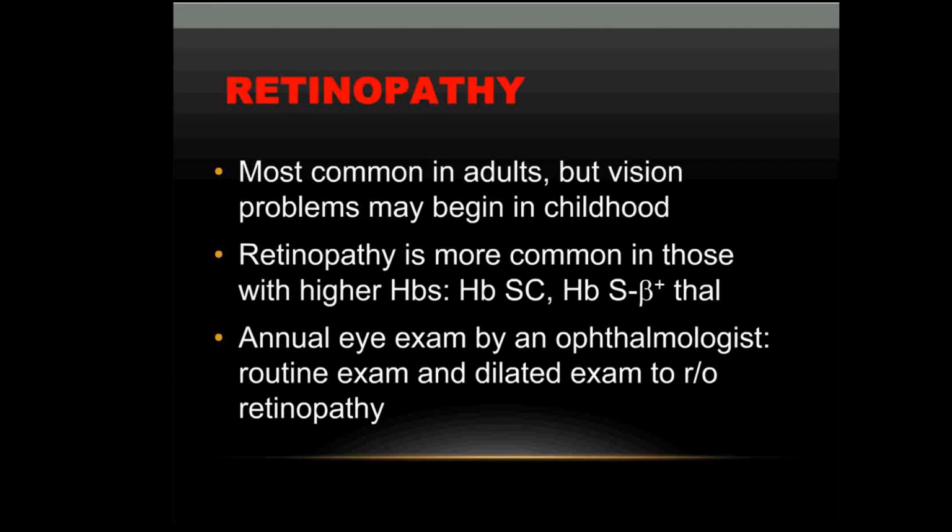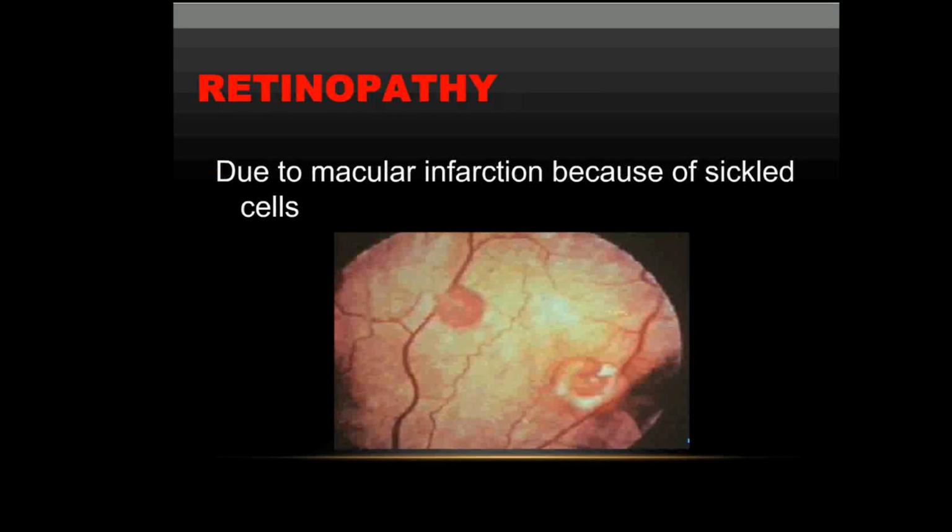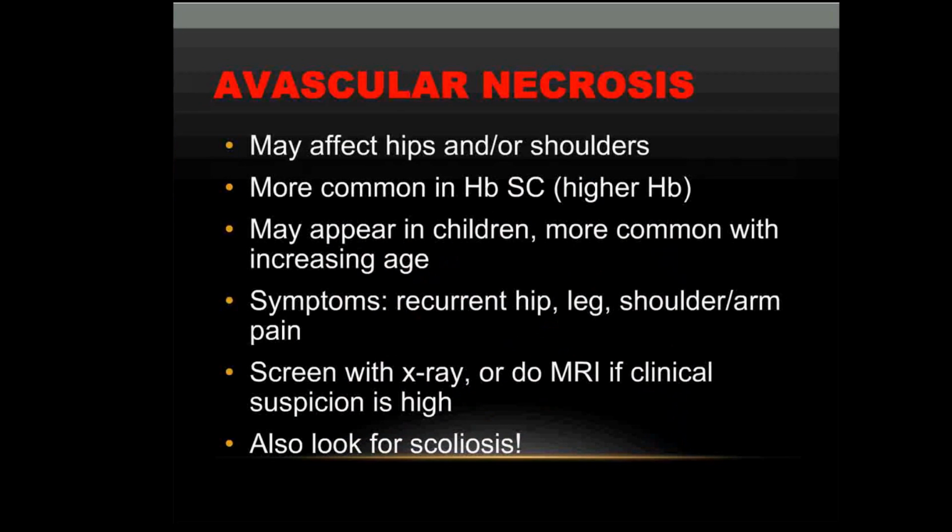So if you're working with a child from early on, you can kind of try to temper this whole issue. Some of the age-related complications with adults, they can have proliferative retinopathy, avascular necrosis, leg ulcers, hemorrhagic stroke, gallstones, or cholecystitis. And the retinopathy is more common in adults, but you can start having vision problems in childhood, and it's more common in those with a higher hemoglobin S. An annual eye exam by an ophthalmologist, routine exam, and dilated exam to rule out retinopathy are recommended. And this is what the retinopathy looks like, and it can be due to the macular infarction because of sickled cells.